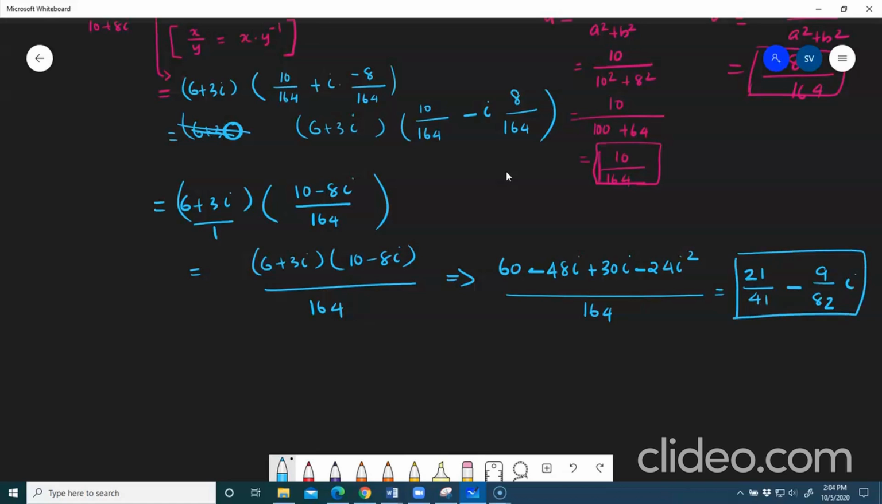So our question was: divide (6 + 3i) over (10 + 8i). Our answer is 21 by 41 minus 9 by 82i. So this is the way we can use our concept of inverses in this particular type of problem.